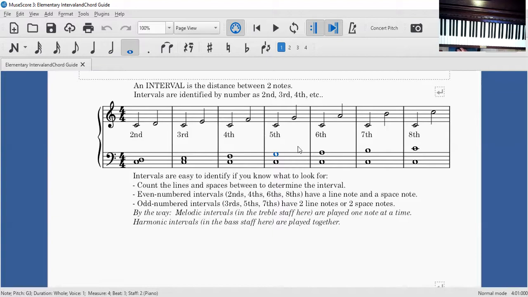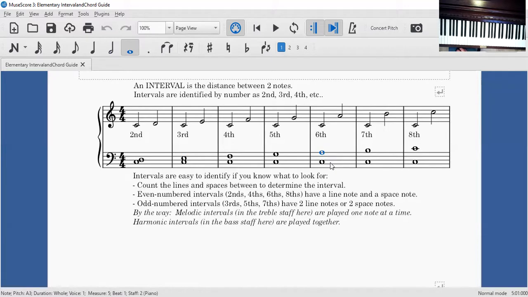Interesting, huh? Here's a sixth. Sixth is an even number. So if our pattern holds true, we're going to have a line and a space, right? Check this out. Middle C is a line. A is a space. They're a sixth apart. Bass clef, C is a space, A is a line.